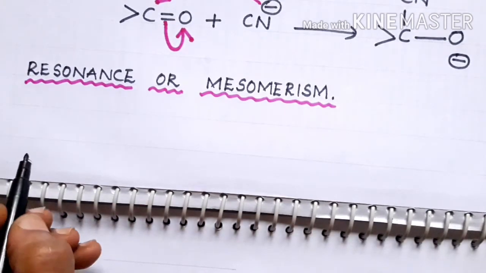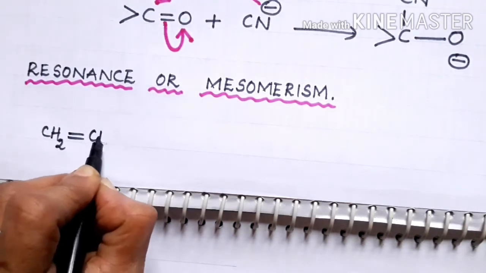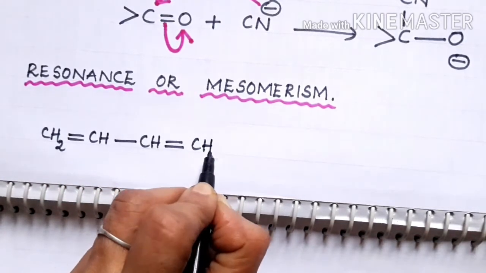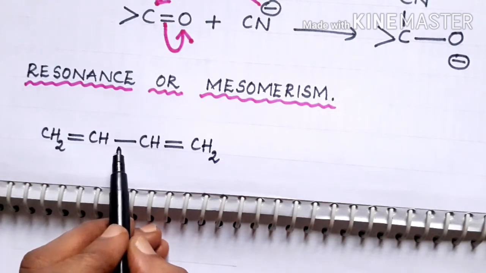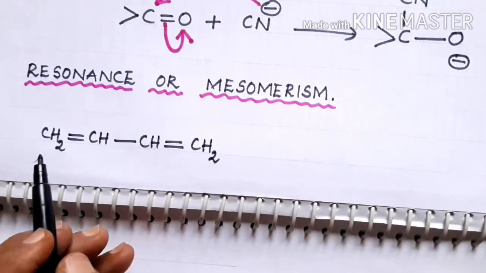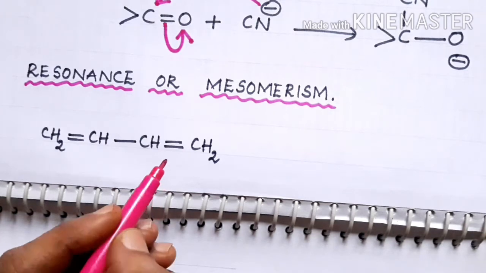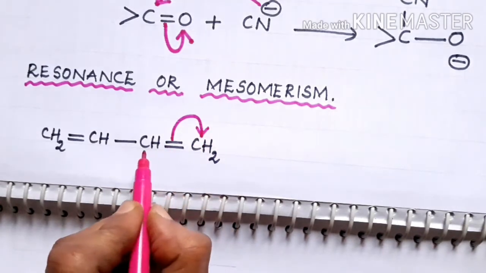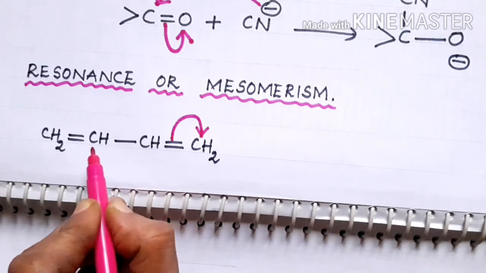Consider the example of CH2=CH-CH=CH2. If you examine the structure, you find that the double bonds are alternate here. So then you find that electrons start moving from one end to the other. If these electrons are shifted to this carbon, the carbon here becomes positively charged.